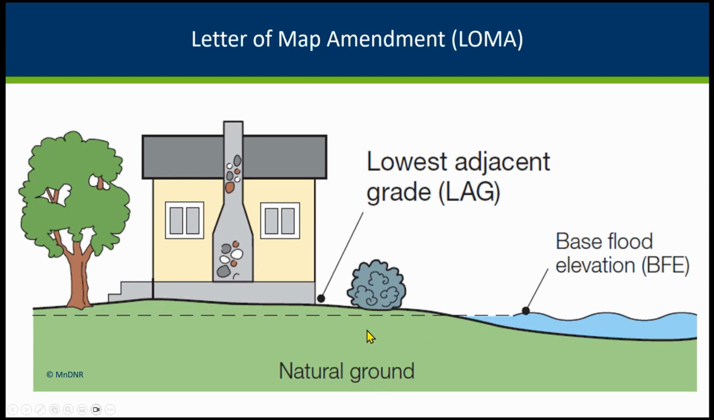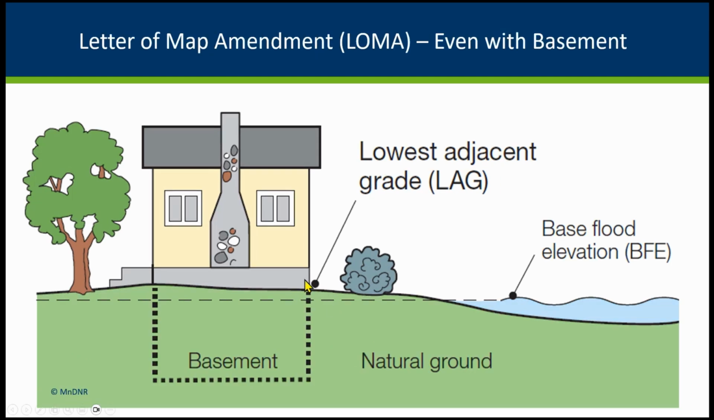Natural ground is whatever the ground elevation was on the date of the first map in that area. So filling in the 40s or 50s counts as natural ground, because that was what was there when the first map came out. And is that above the base flood elevation? If it is, you can get the letter of map amendment. Even if it's got a basement, they might have higher risk, but if they were built legally before the first maps came out and before we had the regulations starting in the 1970s, then they could get a letter of map amendment for this situation.